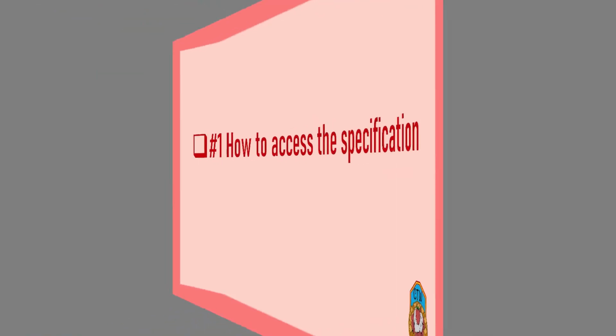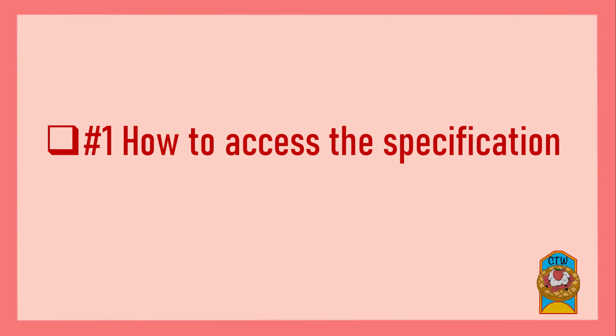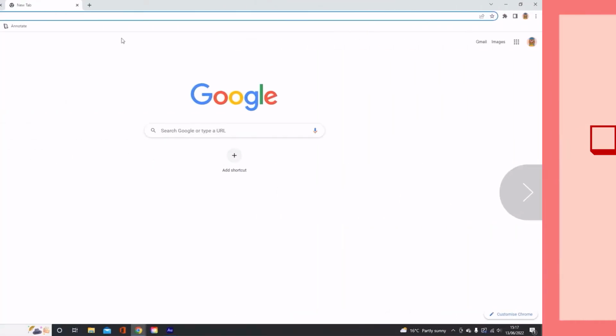So first of all, we will be looking at how to access the specification. In this video, we will look at the specification for GCSE Physics under the AQA exam board. But you can use any other subject as a template, so you can use GCSE Design and Technology as a template, for example. So first thing first, we want to go into Google.